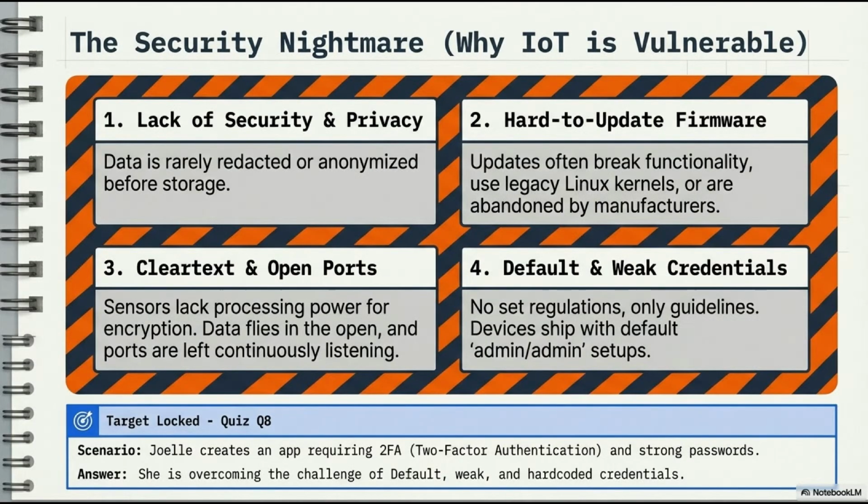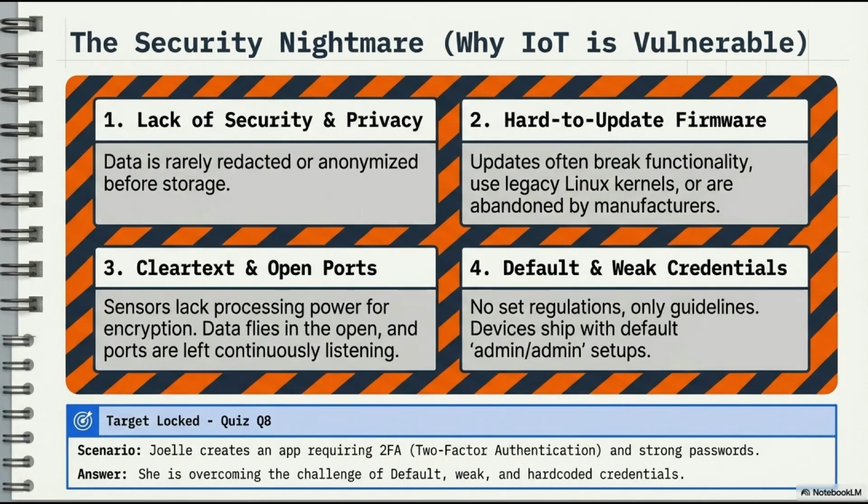The security nightmare. Why IoT is vulnerable. Four massive flaws here. One, a complete lack of security and privacy. Data isn't redacted. Two, hard to update firmware. Yeah, updates often break functionality, or the device is just running an abandoned legacy Linux kernel forever. Three, clear text and open ports.